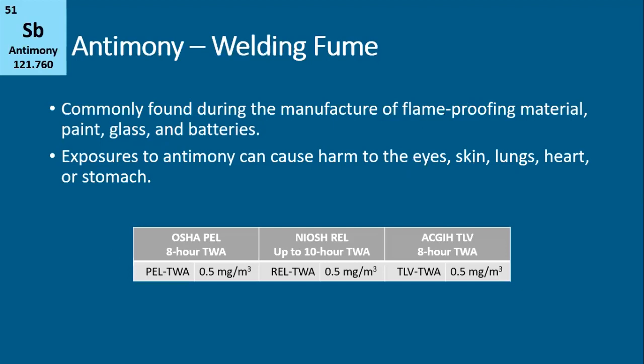The following slides discuss some of the more common chemicals and air contaminants that are often associated with welding fumes. Several exposure levels are also listed on these slides. The exposure levels represent the limit an employee can be exposed to when working with these air contaminants. Antimony is sometimes coupled with lead to improve its durability and is a common byproduct of soldering and brazing processes.